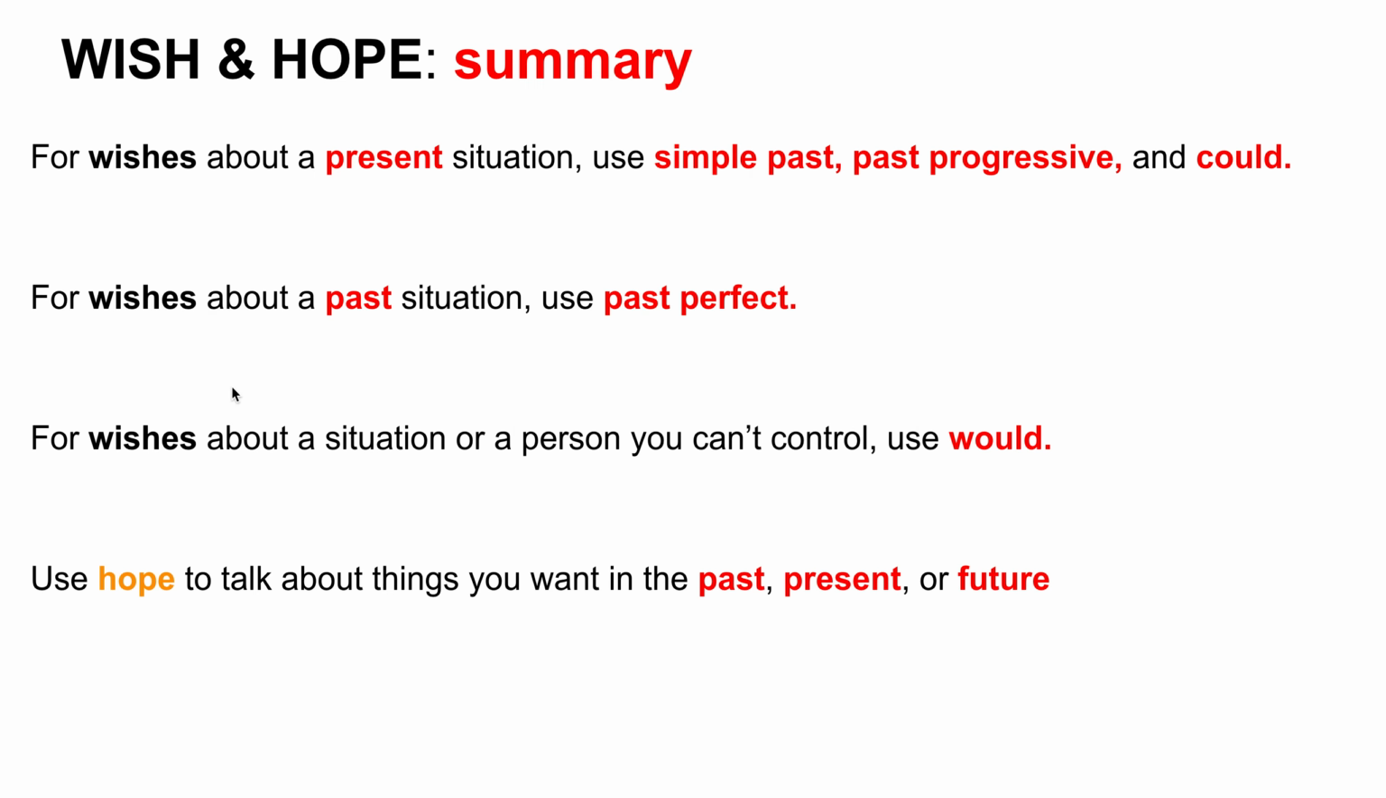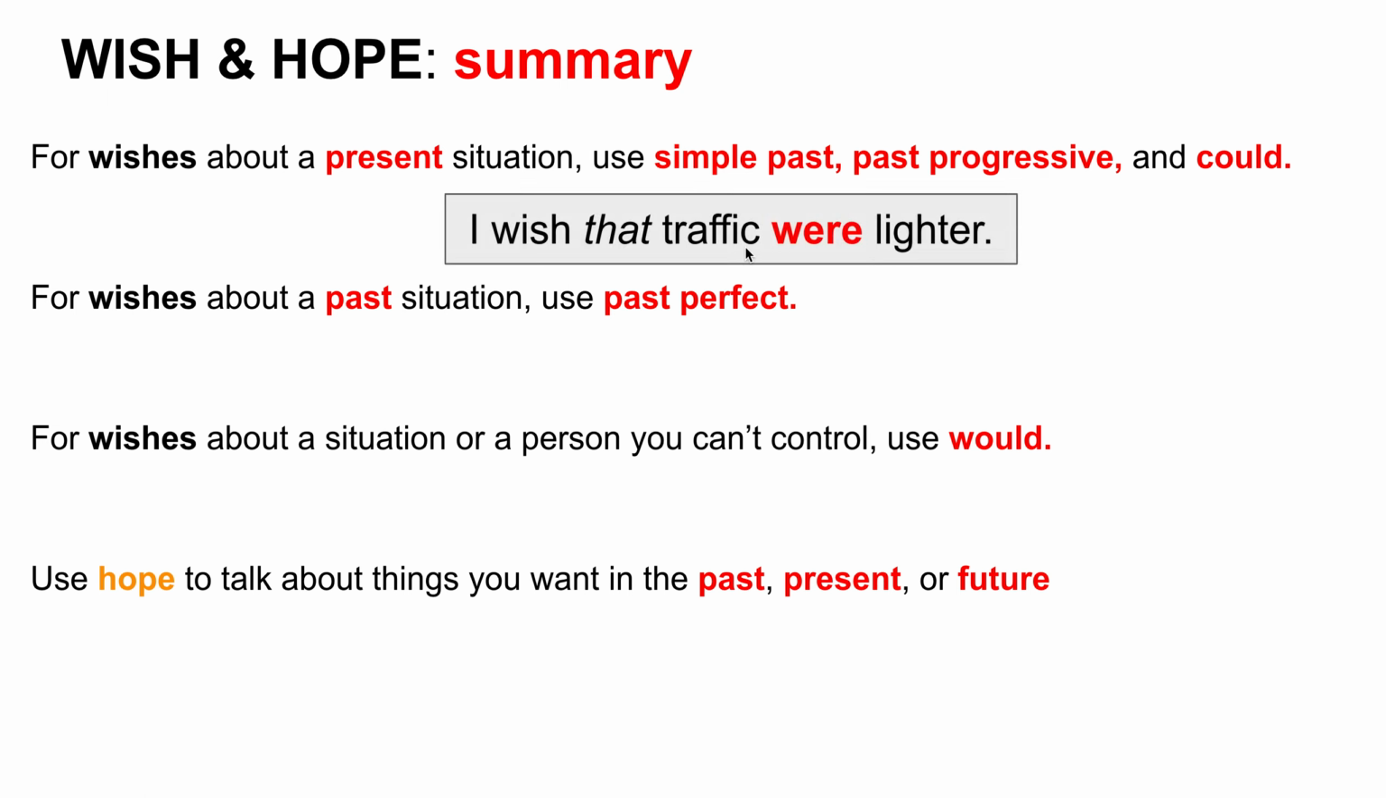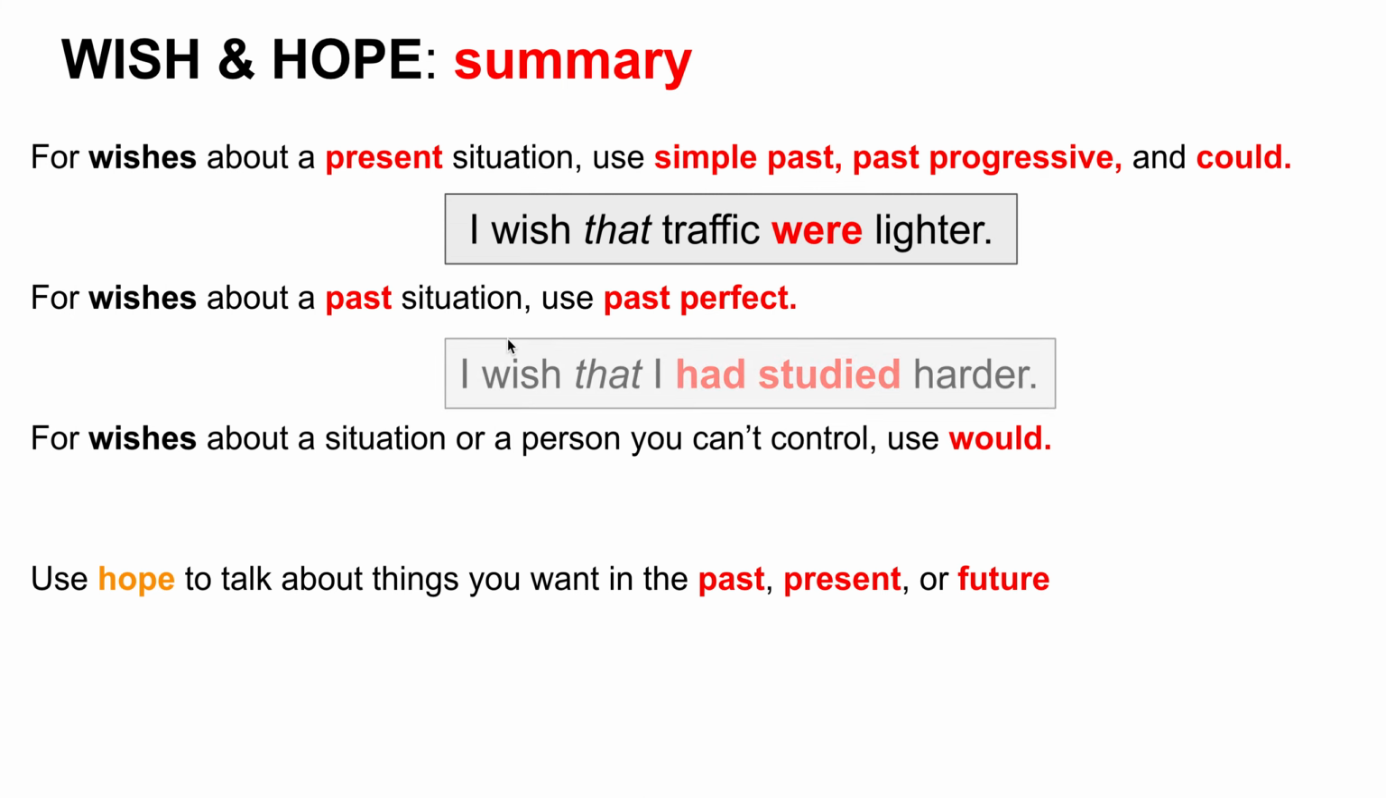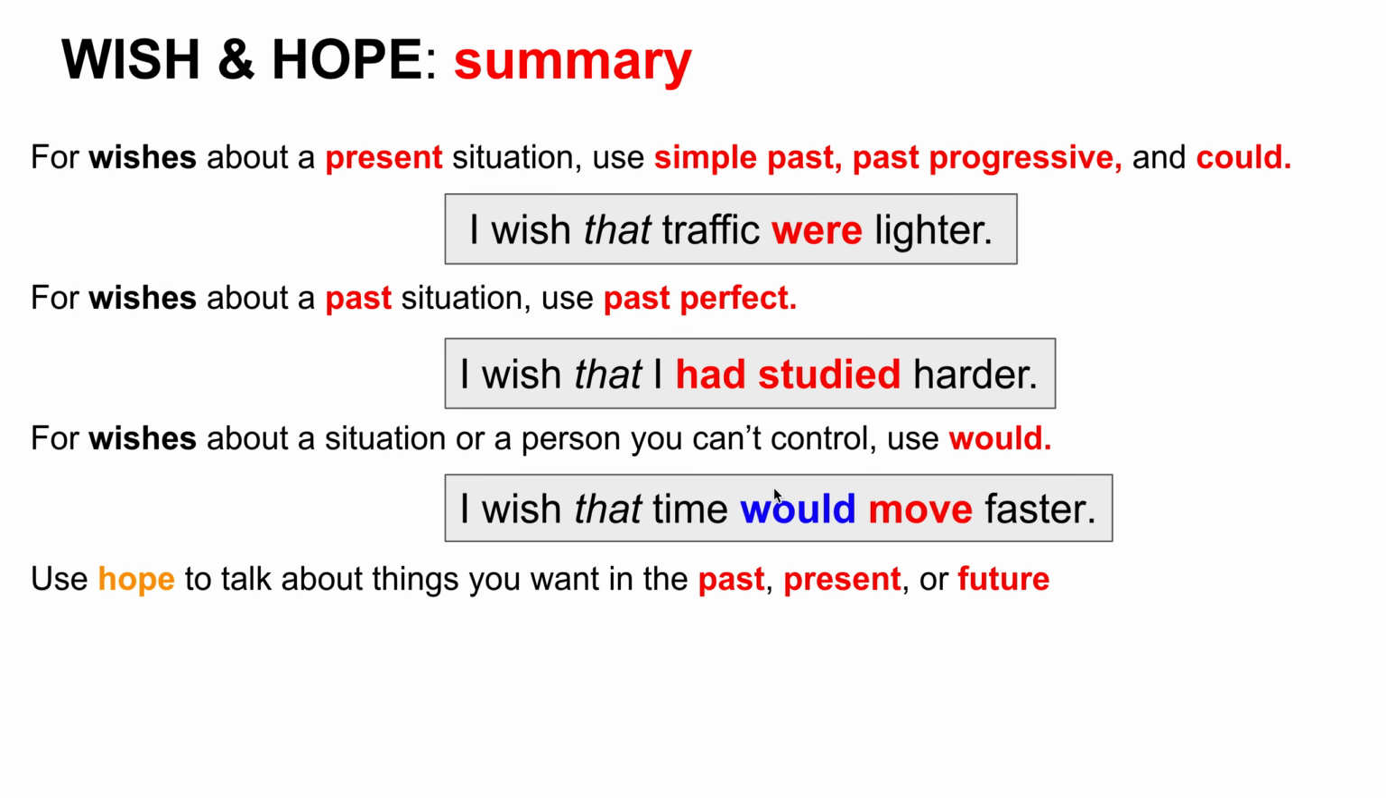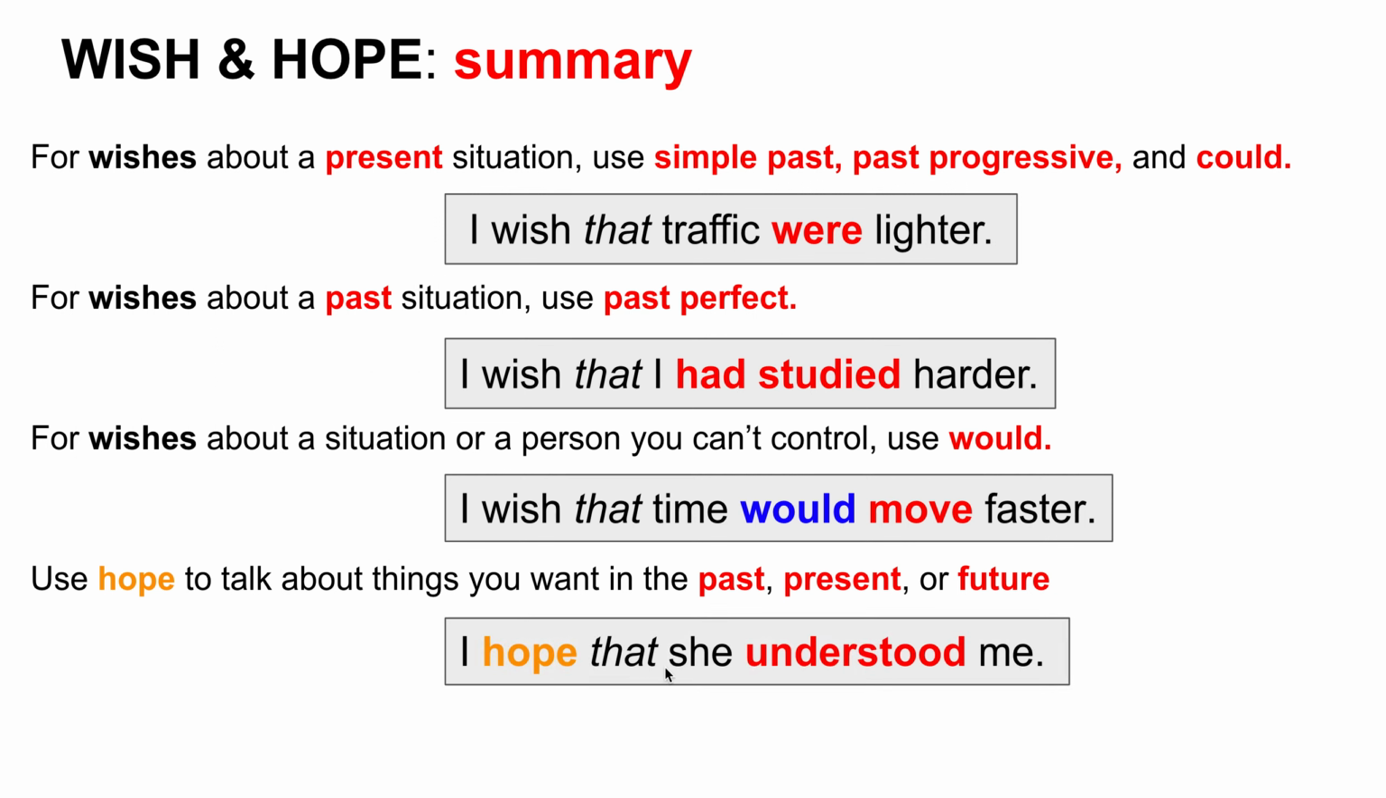Okay, let's summarize everything we have just studied. For wishes about a present situation, use simple past, past progressive, and could. I wish that traffic were lighter. For wishes about a past situation, use past perfect. I wish that I had studied harder. For wishes about a situation or a person you can't control, use would. I wish that time would move faster. And use hope to talk about things that you want in the past, present, or future. I hope that she understood me.